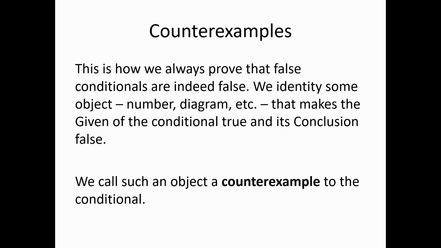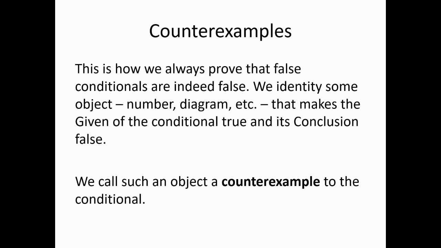So there's a general lesson to be drawn here, and the general lesson is this: if a conditional statement is false, then some object exists, some particular object that will make the given true and the conclusion false. And we have a name for that. That is called a counterexample. So for that previous conditional statement, if a number is prime, then it is odd, 2 serves as a counterexample, and so 2 proves that that conditional statement is false.